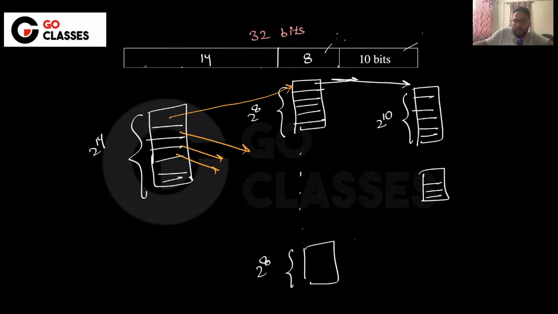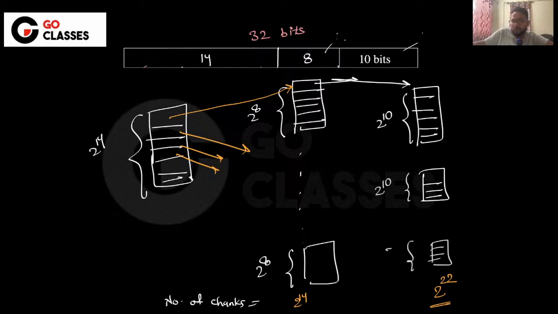Let me write the number of chunks. The number of chunks will be given by this number, which is 2 power 14, because that is representing the number of entries. Now the number of chunks here will be, there are 2 power 14 chunks, each having 2 power 8 entries, so 2 power 22 total entries. So the number of chunks here will be 2 power 22, right? Each is having 2 power 10 entries. So there are 2 power 22 chunks, or maybe at the last you can say pages. Okay, so this is the current picture now.